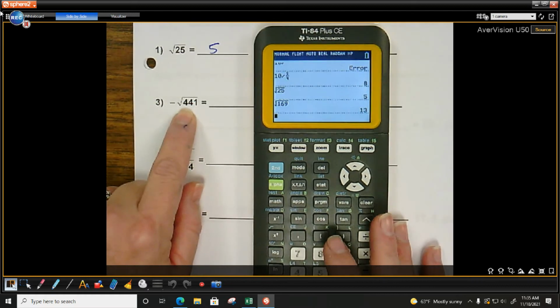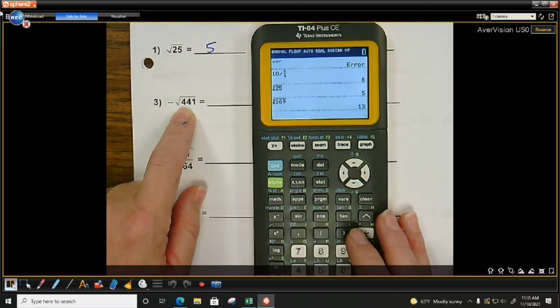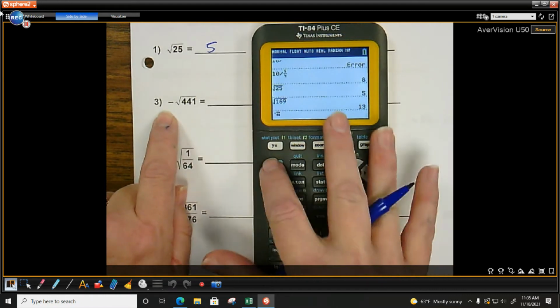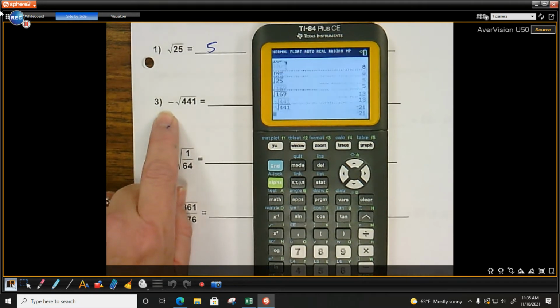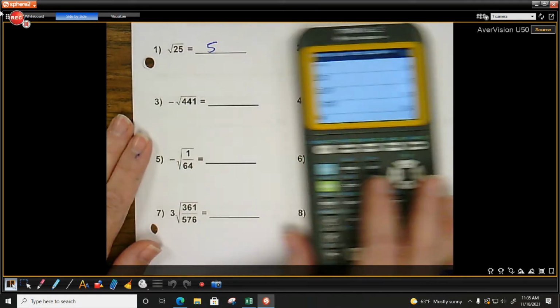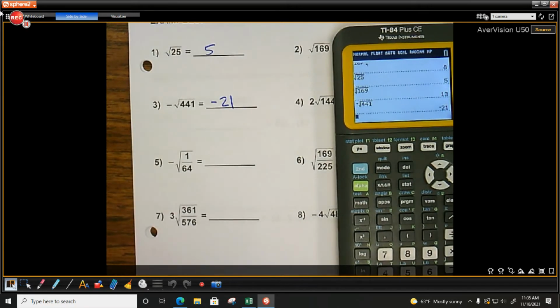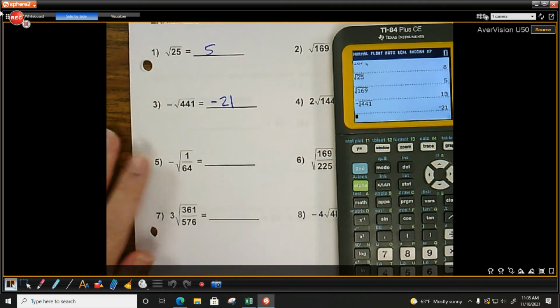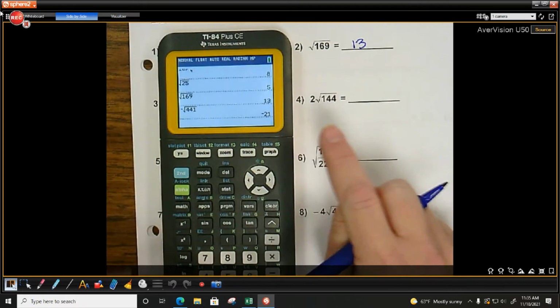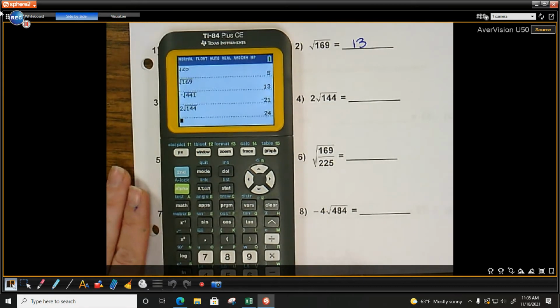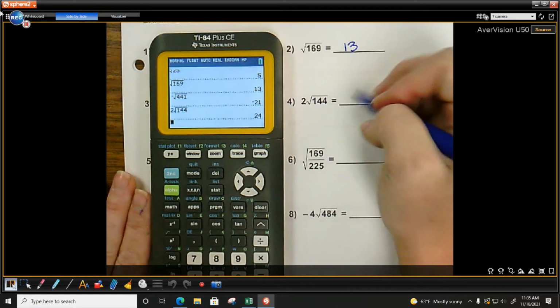441 is not on my list because we stopped at 225. Does that mean it's not a perfect square? No. Let's type this in the calculator. Negative square root of 441. And we get what? Negative 21. Guys, anytime I do this and I get just a normal number on the calculator, we're just done. The calculator does it for us. Okay? 2 square root of 144 is what? 24. Done.